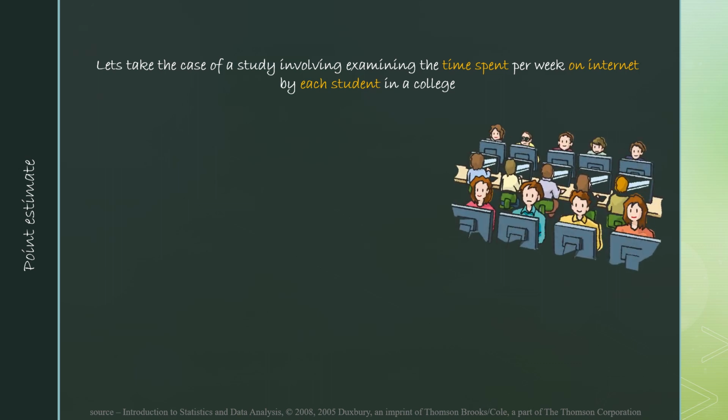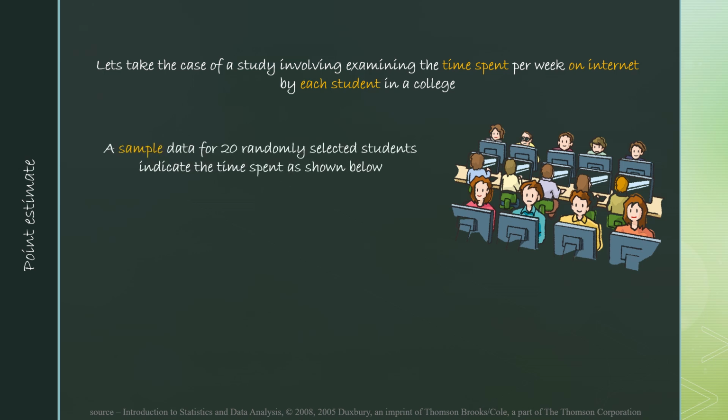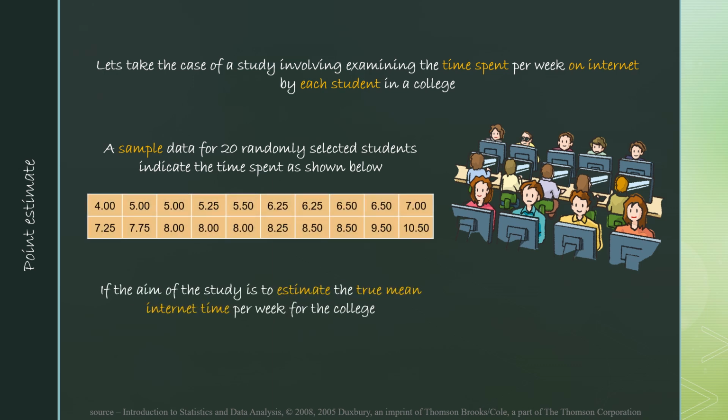Let's take the case of a study examining the time spent per week on the internet by each student in a college. Sample data for 20 randomly selected students indicate the time spent as shown below. If the aim of the study is to estimate the true mean internet time per week for the college, the sample mean x bar will stand out to be the obvious choice for the statistic.